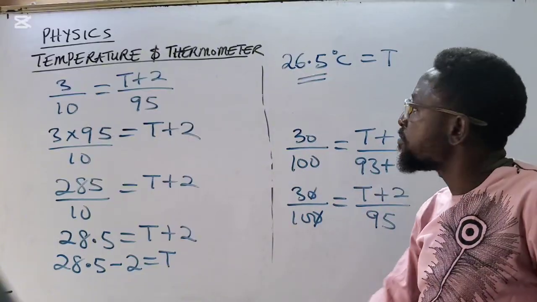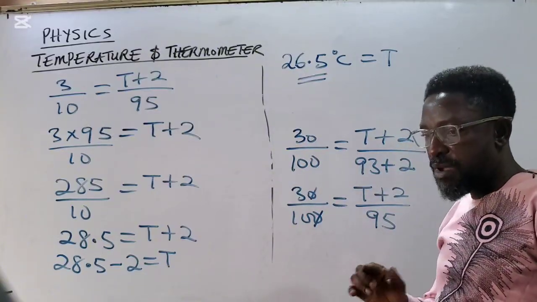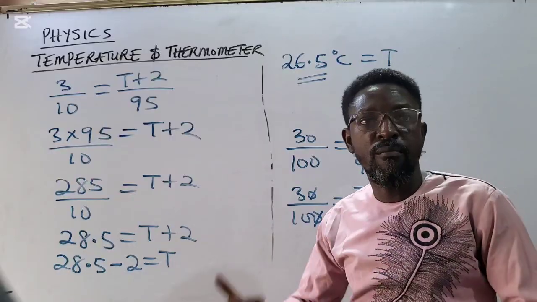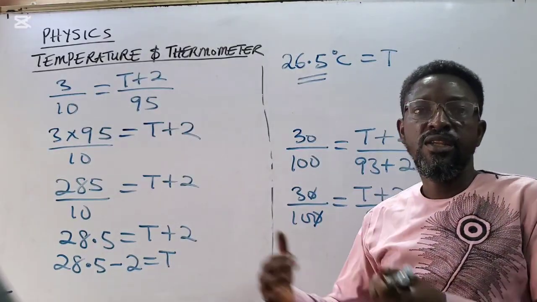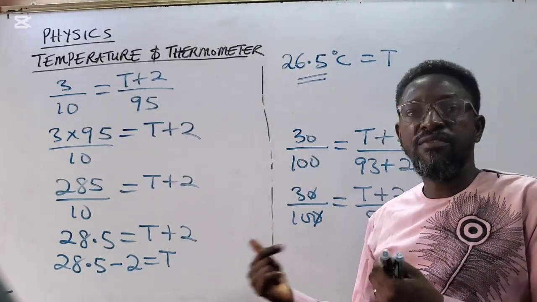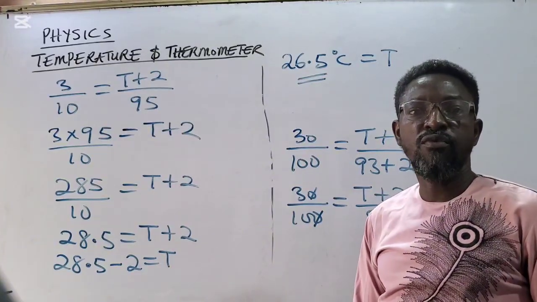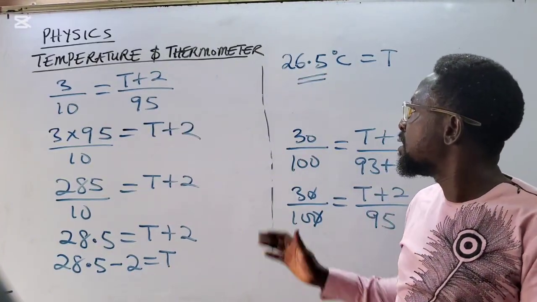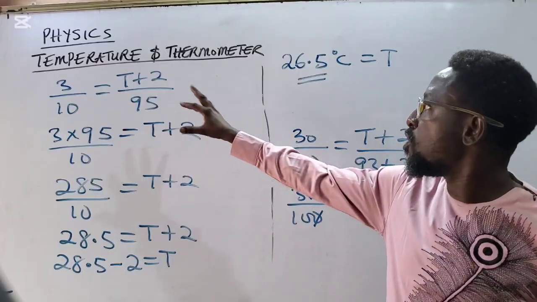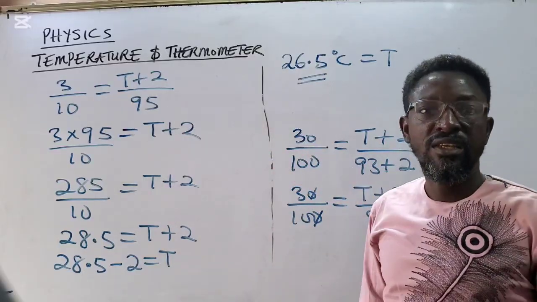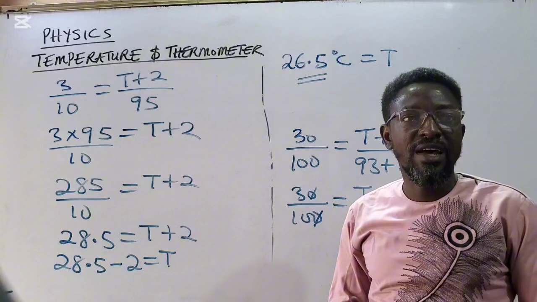So just remember to draw that diagram, then just do a comparison: the lower fixed point, the upper fixed point, then compare the given temperature at the midpoints. Once you do that, you will be able to solve questions on the temperature and thermometer easily. It's just as simple as that.